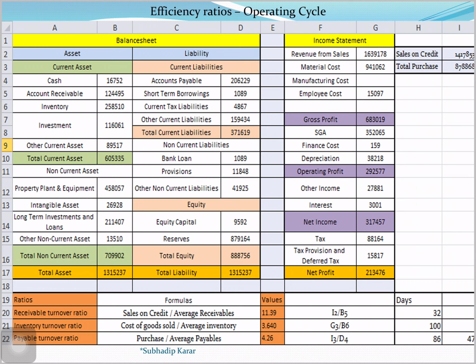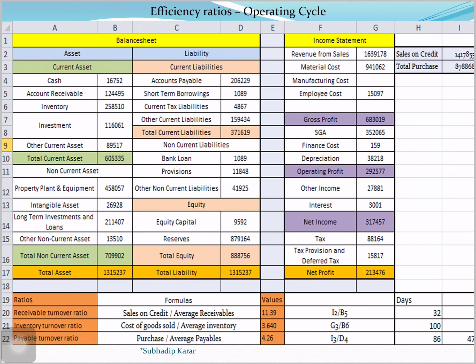The first one is the receivable turnover ratio, which is derived from the sales on credit divided by average receivables. It shows how many times a company can turn the receivables into cash over a given period of time, or we can say over 1 year.